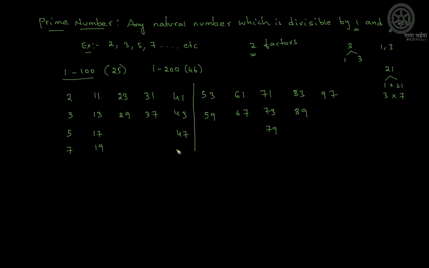1 to 50, you have 15 prime numbers, right? 51 to 100, you have 10 prime numbers. Combined, you have 25 prime numbers between 1 and 100, right? Clear? Right. We will see some properties of prime numbers.